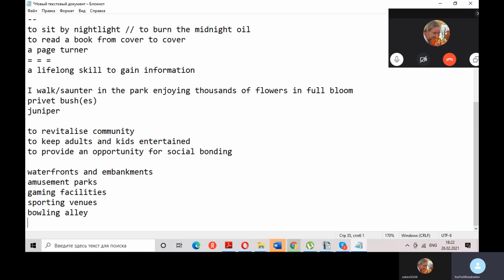Right, so you could mention waterfronts and embankments, amusement parks, gaming facilities, sporting venues, escalations. Because these words are quite simple as such, but together you show awareness of some collocation. What do you mean? Waterfronts? Well, like water objects. Ah. So, do you think there should be more free public places?